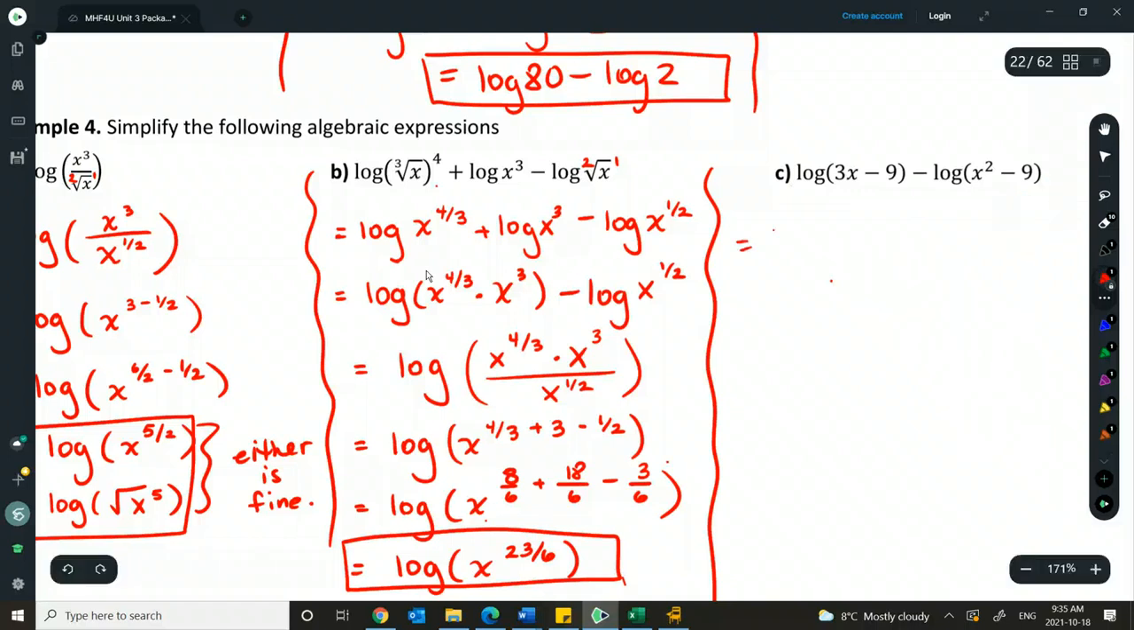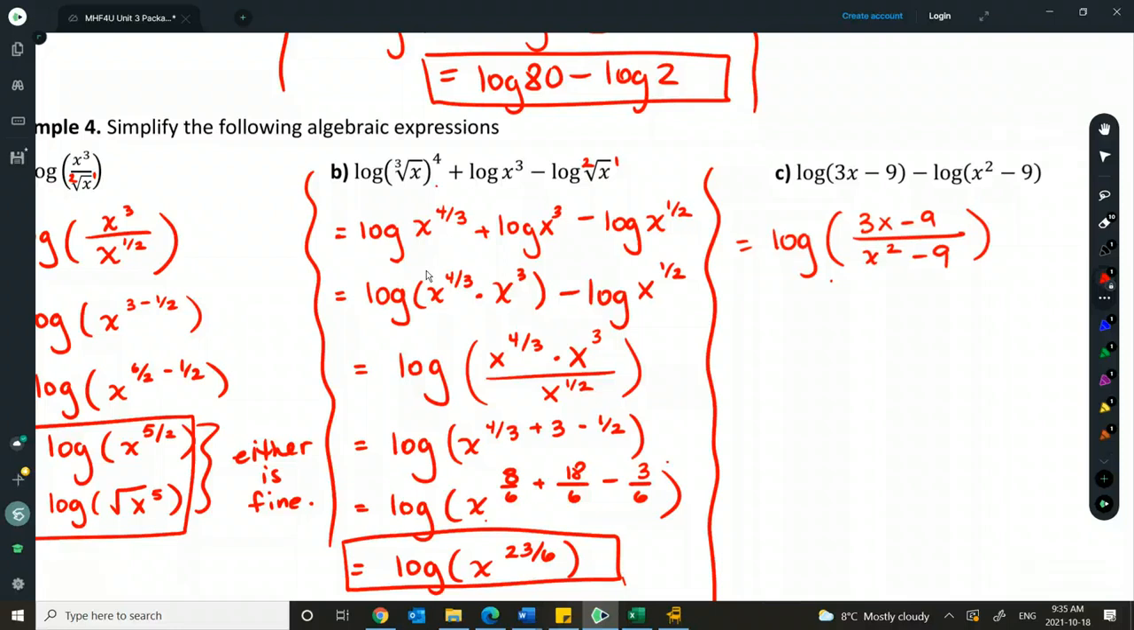Divisions. So I'm going to express this in one logarithm, and it will be 3x minus 9 over what's inside the other logarithm, x squared minus 9. So I've now expressed this in a single logarithm. Keep the logarithm and then divide what you're subtracting inside the logarithms.